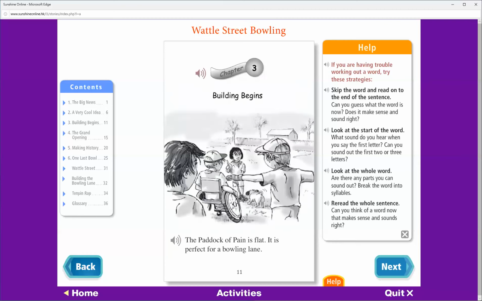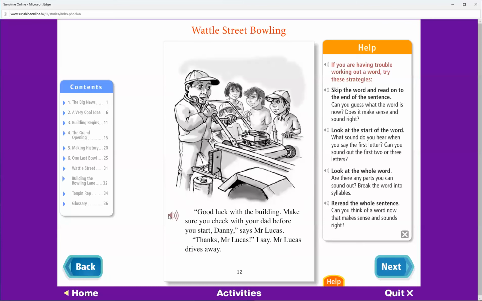Chapter 3. Building begins. The Paddock of Pain is flat. It is perfect for a bowling lane. Good luck with the building. Make sure you check with your dad before you start, Danny, says Mr. Lucas. Thanks, Mr. Lucas, I say. Mr. Lucas drives away.